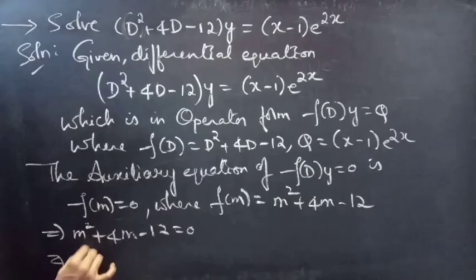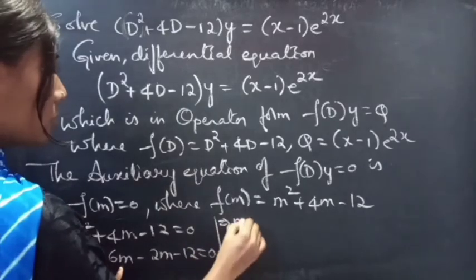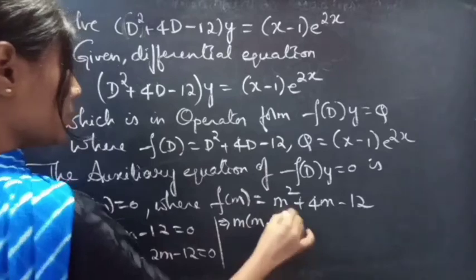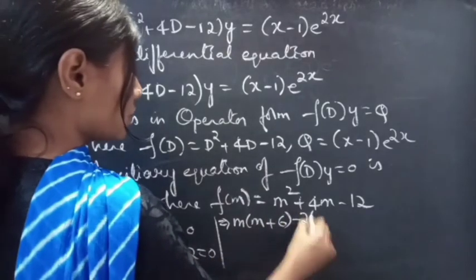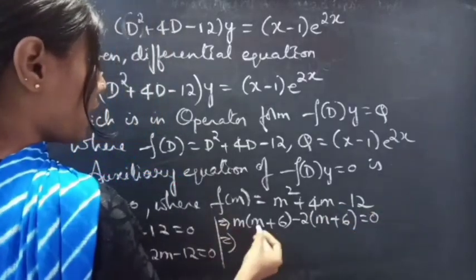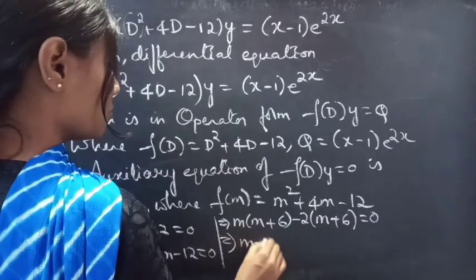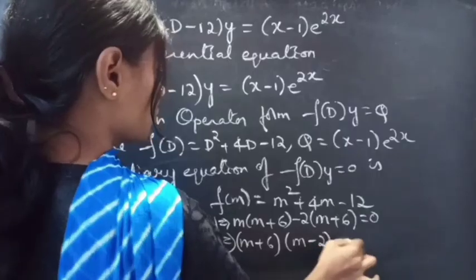We can write 4m as +6m − 2m. Now take m common from the first two terms, we'll get m(m + 6), and take −2 common from the next two terms, we'll get −2(m + 6) = 0. So we are having m + 6 in both the terms, so let's take m + 6 common, we'll get (m + 6)(m − 2) = 0.